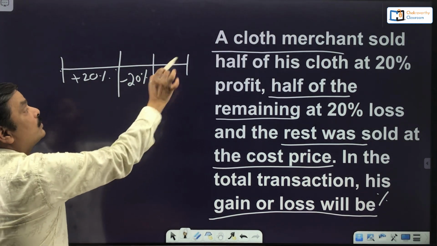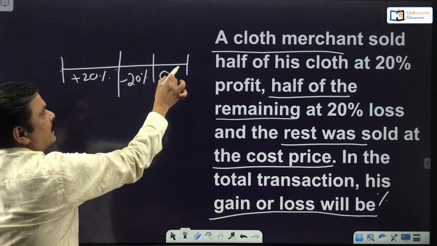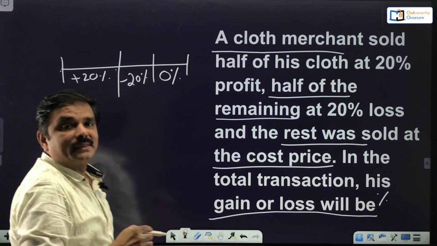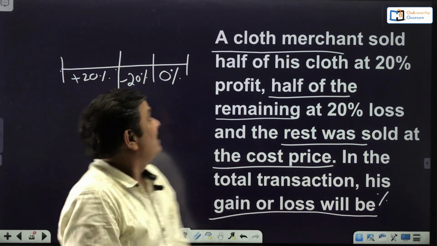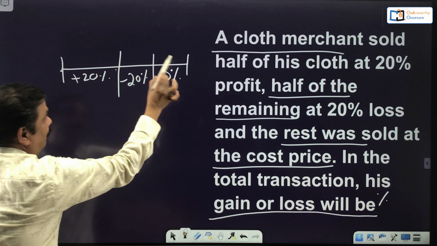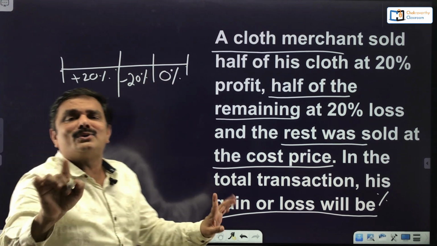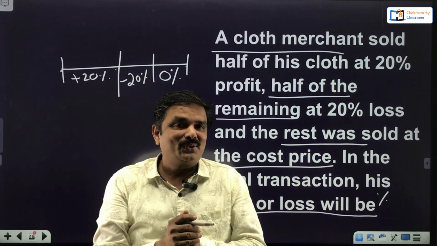And this is sold at cost price, no profit, no loss. I am taking this one as 0%. He sold the consignment in this way. Now, convert this diagrammatical representation to ratios. How to go for the ratios, students?